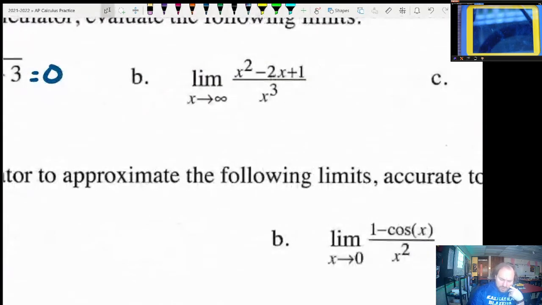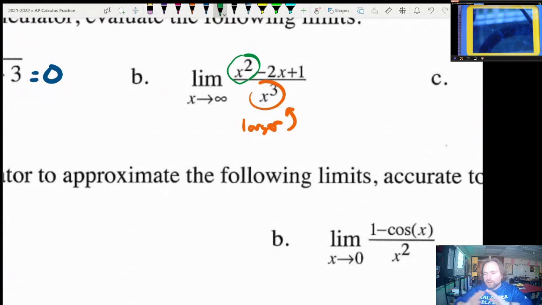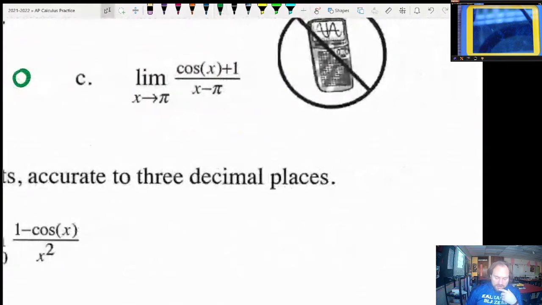With B, you can't plug in infinity, unfortunately. But you don't need to, because the trick with this question is that the bottom is going to be much larger than the top, because the bottom is x to the third power, and the top is x to the second power. These all go to infinity. If you plug in infinity for all 3 of the x's in this problem, they all go to infinity. But the bottom, x to the third power, goes to infinity faster. So you're going to get a smaller infinity over a bigger infinity, which is always going to approach 0 over time. So it's also 0.